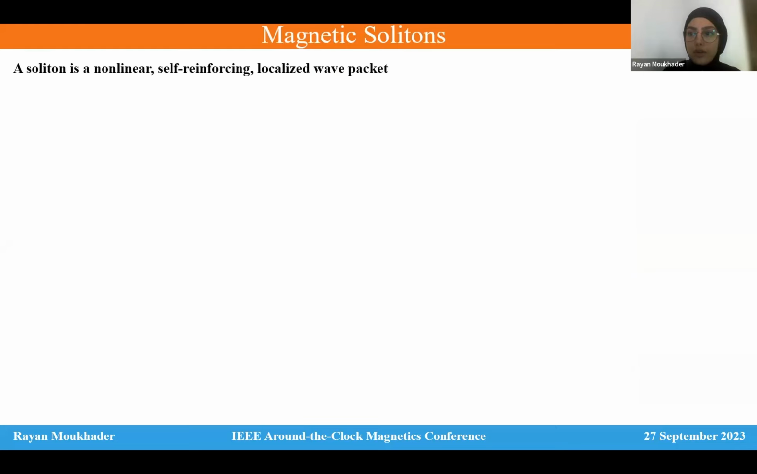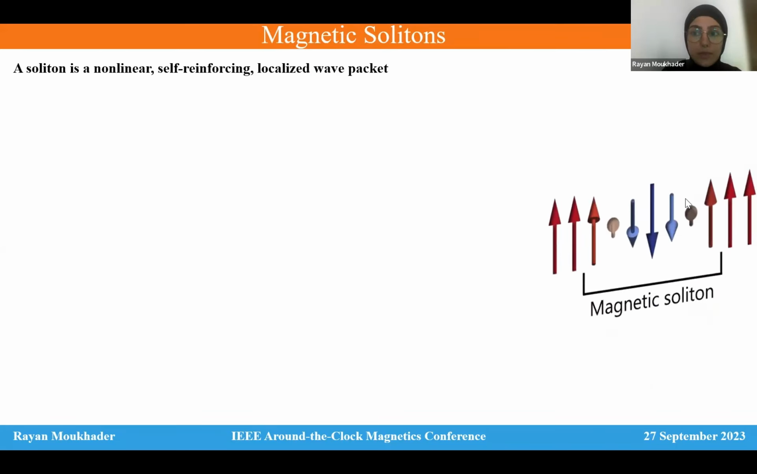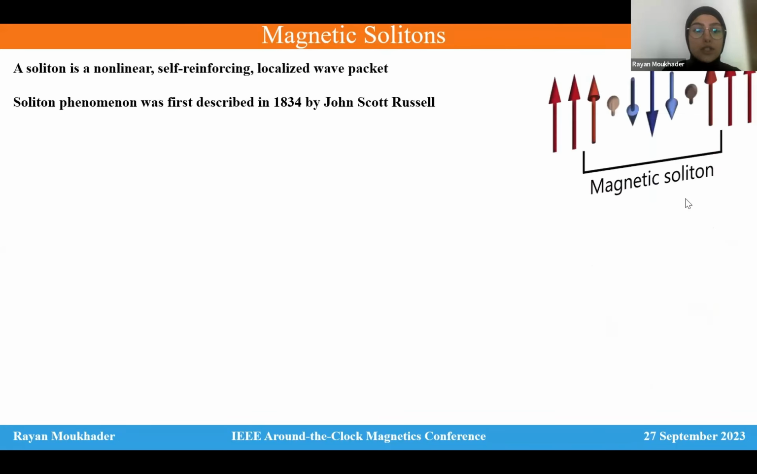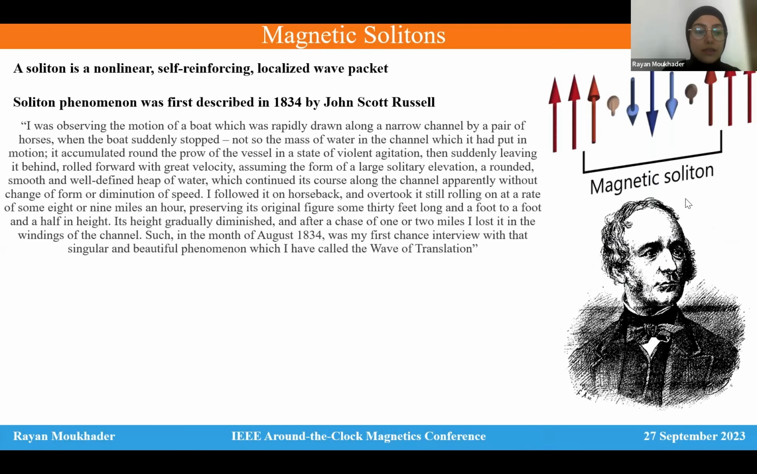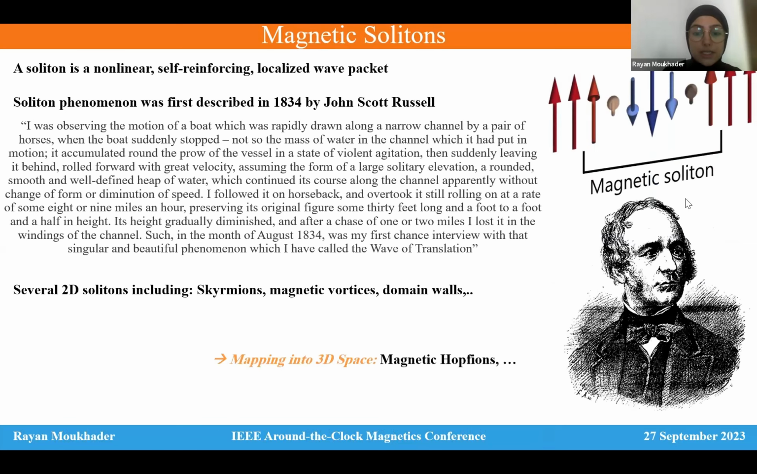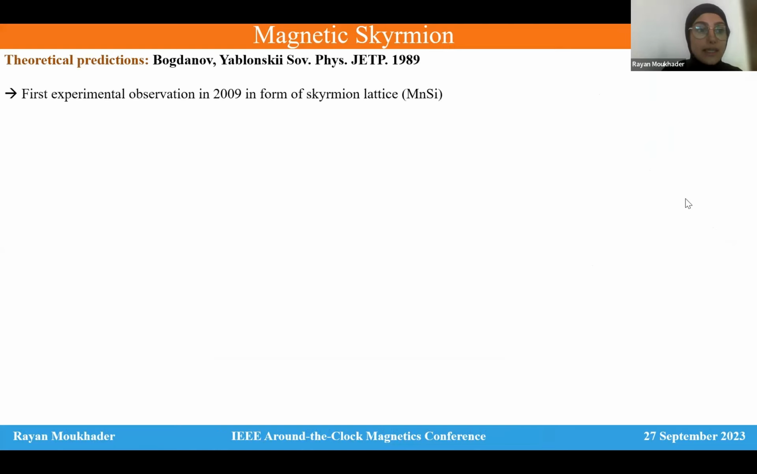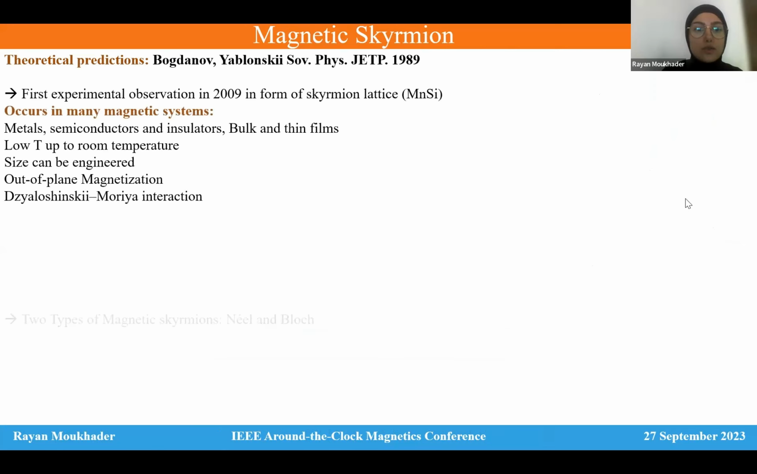Solitons can be defined in physics as a nonlinear localized wave packet. They were first discovered in 1843 by John Russell, and we can differentiate between several types of 2D solitons, including skyrmions and magnetic vortices. And when mapped to 3D space, we can end up with magnetic Hopfions. The first theoretical prediction of the most well-known 2D soliton, the skyrmion, was in 1998, but the first observation was not until 2009.